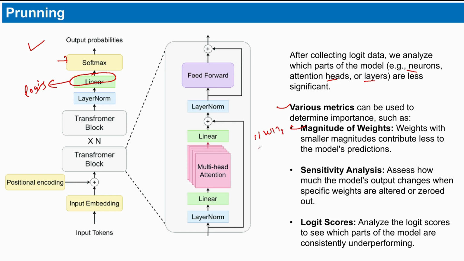How can we find the L2 norm? The L2 norm is the square root of the summation of i equal to 1 to m, w squared.